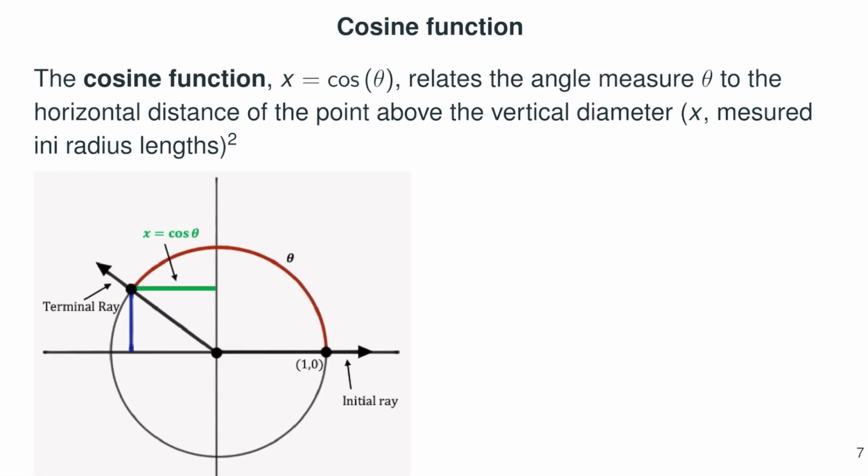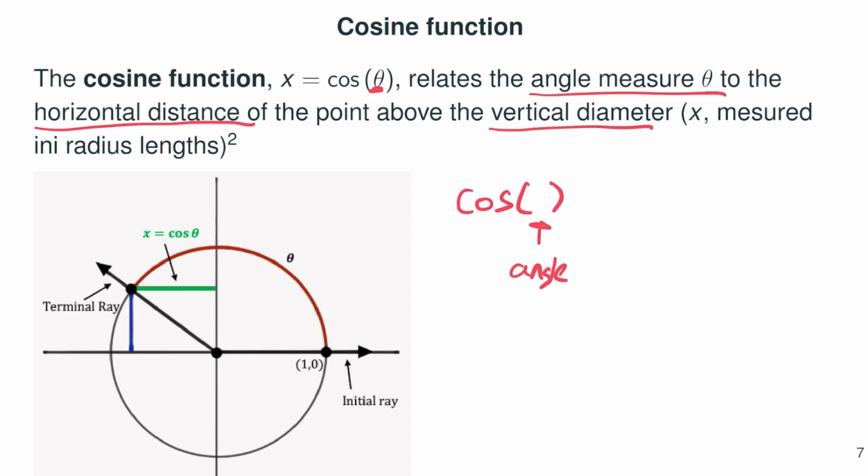So let's look at the cosine graph. Well, what is the cosine function? The cosine function also takes an angle input, and it measures the horizontal distance of the point, to the right and left side of the vertical diameter. So essentially, this distance right here. So the cosine function takes an input angle and the output is the horizontal distance. That's why we use this x right here for horizontal.